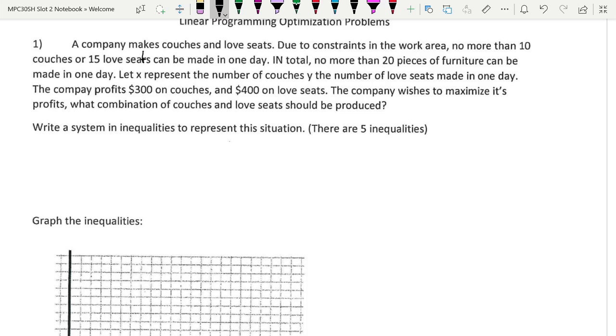Well, okay, X is the number of couches. Here's the first one, the easy one. No more than 10 couches. So X has to be less than or equal to 10. No more than 10. I could make 10, but I couldn't make 11, right? No more than 15 love seats. So Y has to be less than or equal to 15.